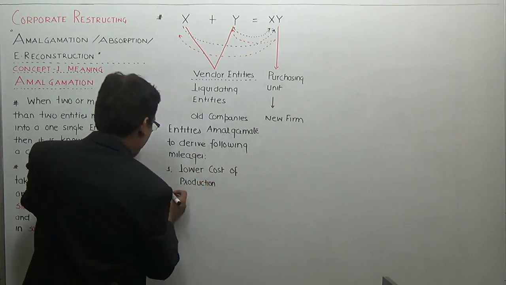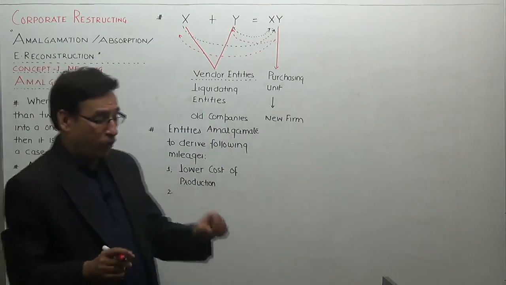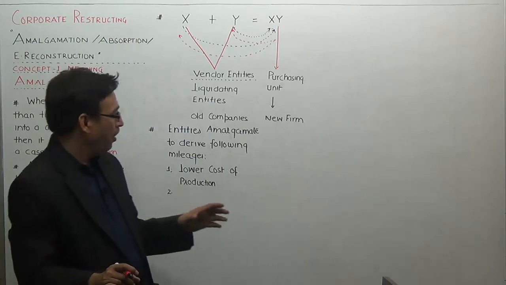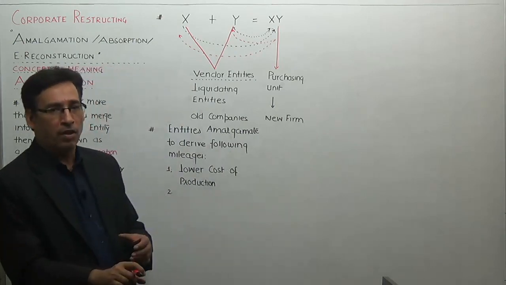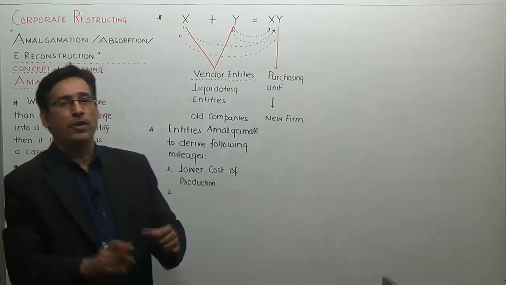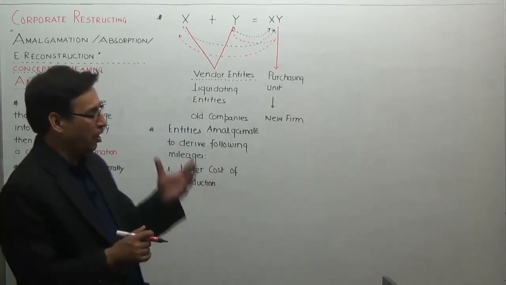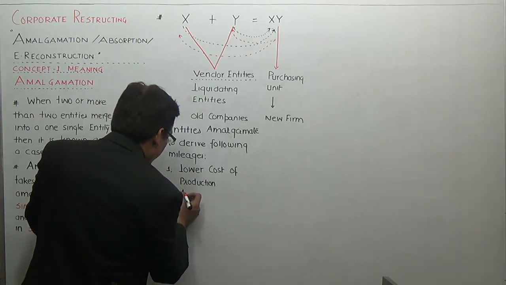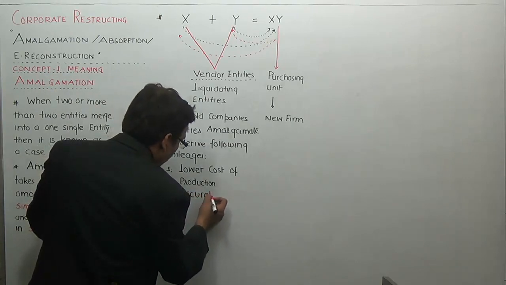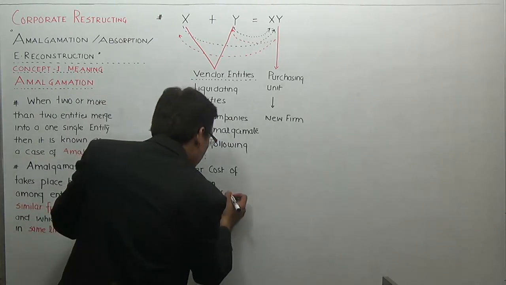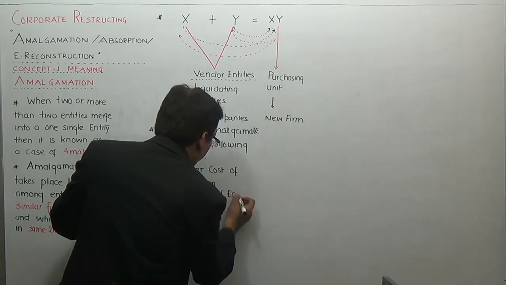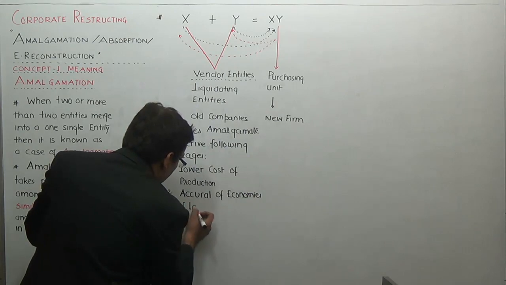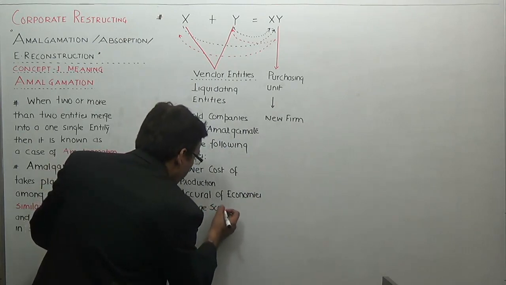Now, the second one. When two big giants, as I have been telling you since the beginning of this chapter, join and form a single entity, as you have studied in your earlier phases of education, especially in economics, you must have heard about economies of large-scale production. So various other associated economies of large-scale production will also accrue to these entities, no doubt about that. Accrual of large-scale economies. Clear?